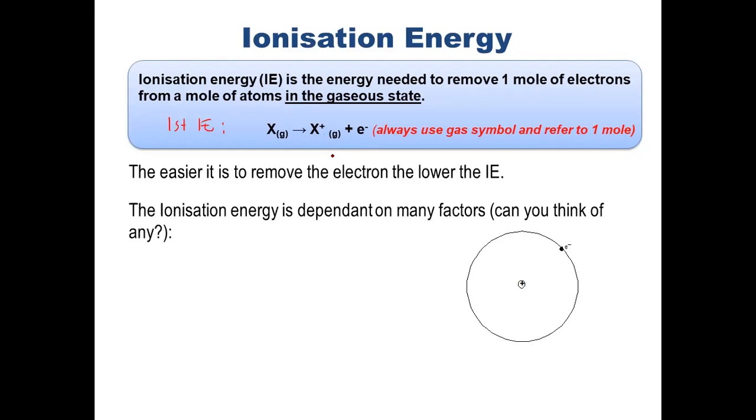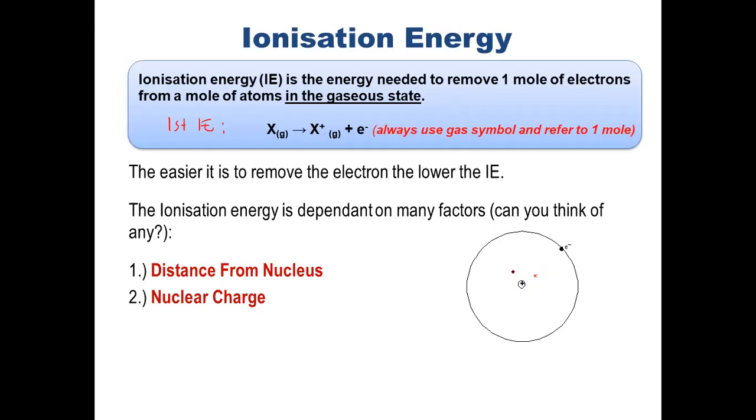So ionization energy depends on many factors. Have a quick look at this diagram to help you. Can you think of factors? There are 3. Pause. Okay, so the first factor is distance from the nucleus. If I have an electron close to the nucleus, it's going to have more attraction to the nucleus. So if I have an electron from here, it's going to need more energy to remove the electron. If I have an electron further out, it's going to be easier to remove it. Less energy is going to be needed.